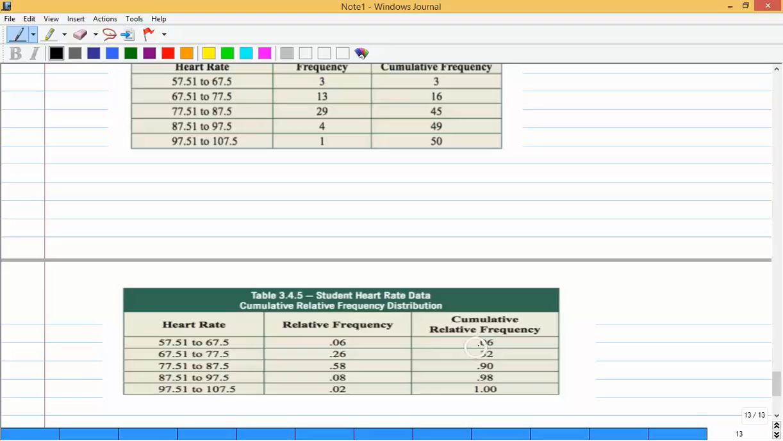And these decimals are the relative frequency, but if it's cumulative, that means you add the previous number to what you have, right? So this 0.90 is 0.58 plus 0.26 plus 0.06. All right, and that ends 3.4.